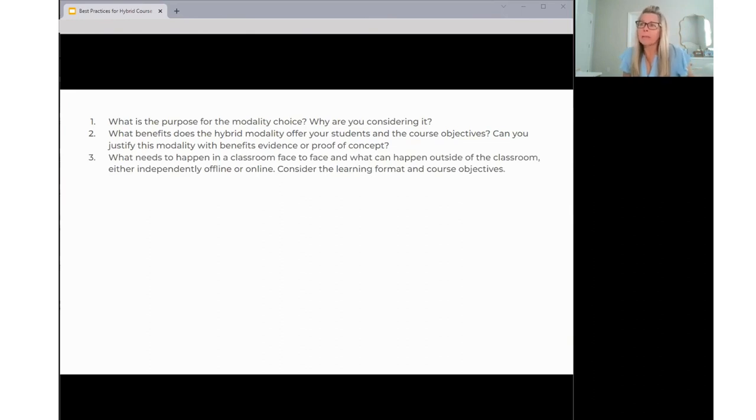What needs to happen in the classroom face-to-face, and what can happen outside of the classroom, either independently, offline, or online? So you want to consider the learning format and the course objectives. We're going to look in a little bit at how to map that out, but you'll start to think about these things: these definitely need to happen in the classroom when I'm with students, and these are the things that really could happen or should happen when students are outside of the classroom.